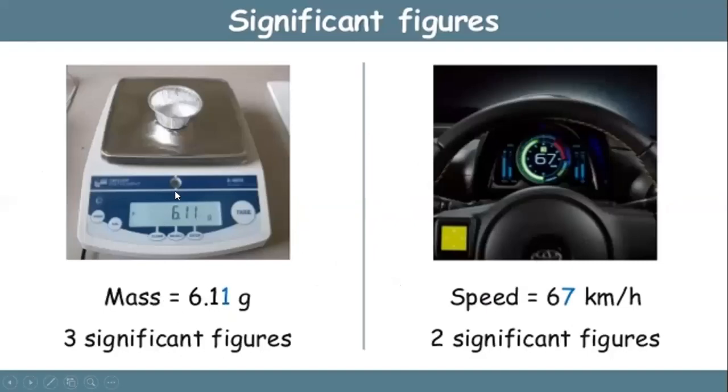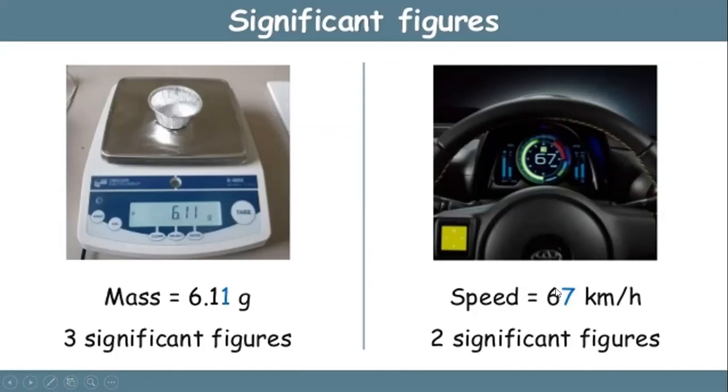Now here the mass can be measured by using a digital balance. Here it is showing 6.11 gram. 6.1 are the reliable digits, and the last one is the uncertain digit. These digits together are called significant figures. So in this number we have three significant figures.